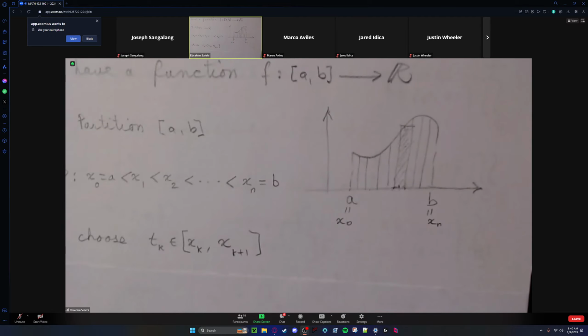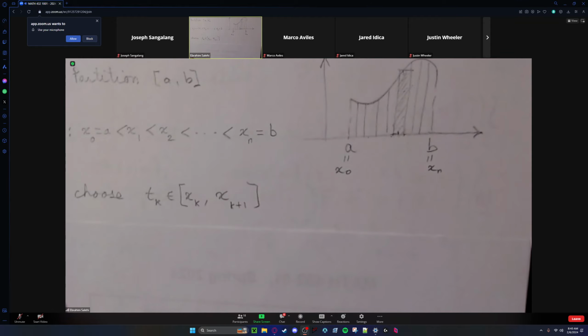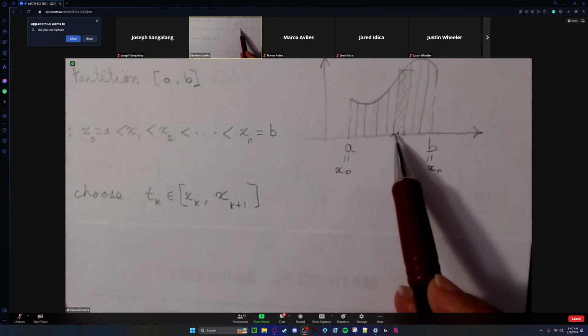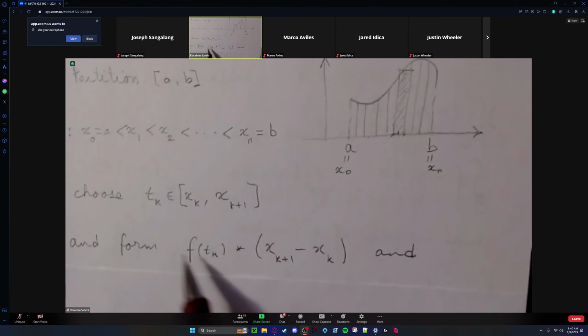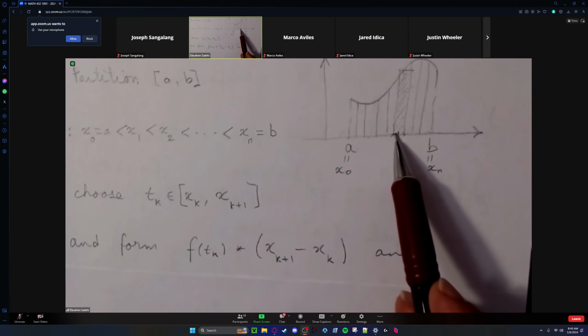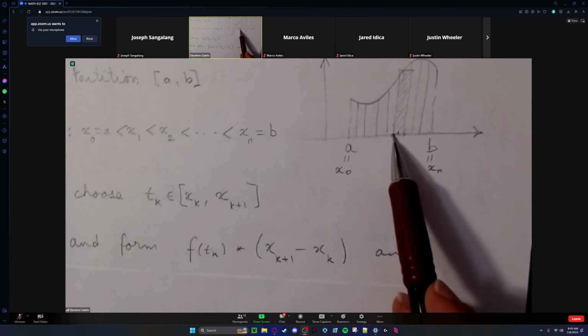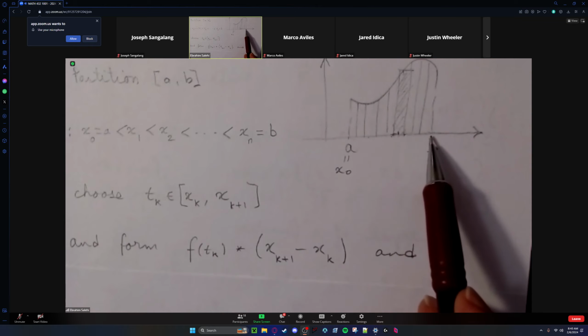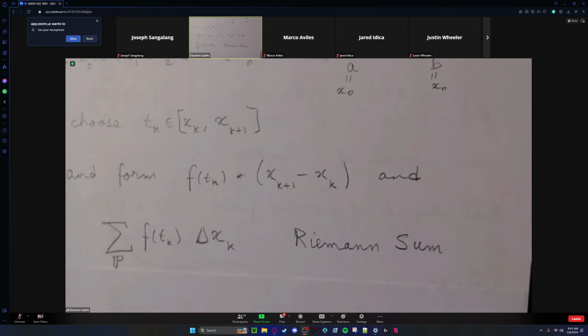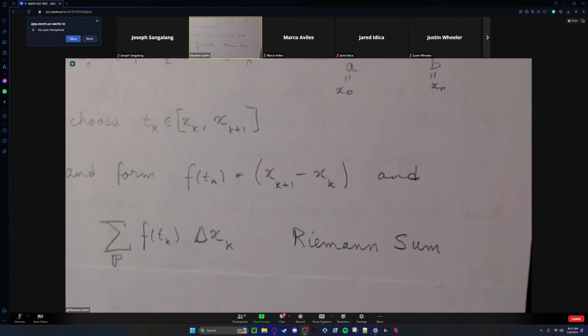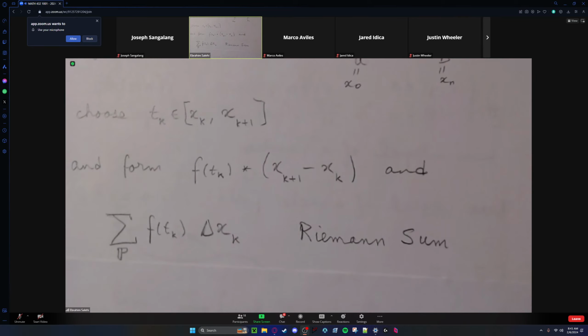So here is choosing a point in this typical partition or a slice and forming this product, F evaluated at this point multiplied by the length of that interval. This is done for one of the partitions, one of the slices. You do it for all of them and add them up. When you add them up, you get this thing, which is called a Riemann sum. Okay, that is called a Riemann sum.